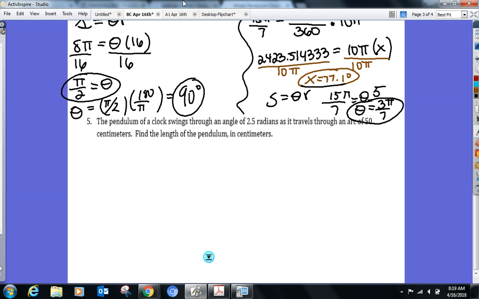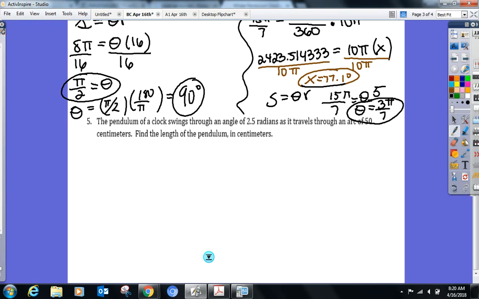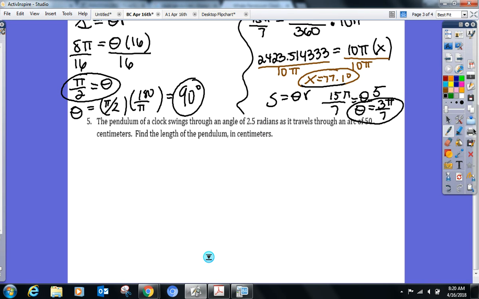All right, so yes, Skylar. Why? I don't think I. What do you mean? I used 10 pi as the radius.